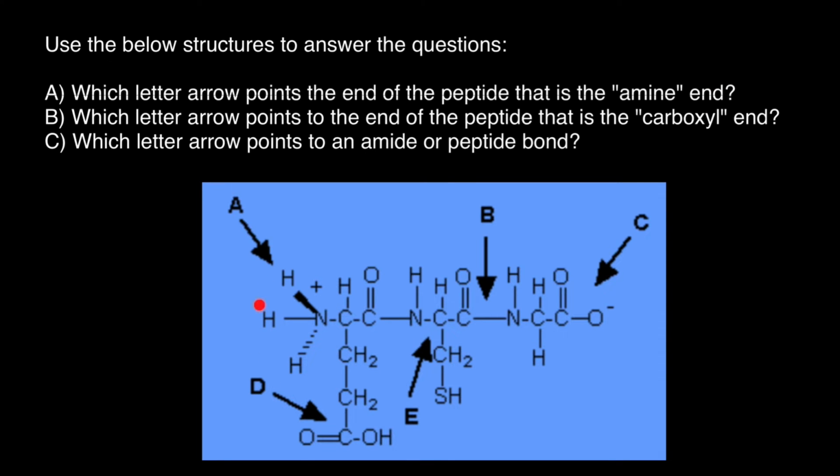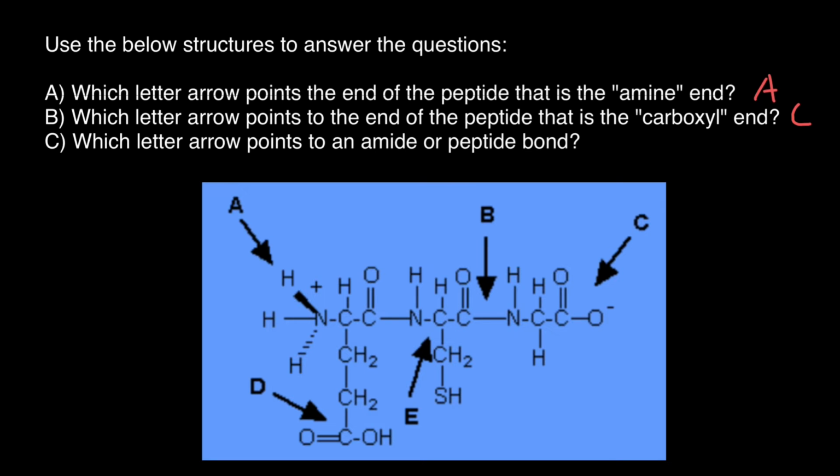This end we call amide because we have nitrogen here, so this is going to be answer A for the first question. And second question, which letter arrow points to the end of the peptide that is a carboxyl end? Each individual amino acid has an amino end and a carboxylic acid end, but when they join in the polypeptide chain, in our case a tripeptide, such a single molecule would have one amino end and one carboxylic end. So the correct answer is answer C to the second question.